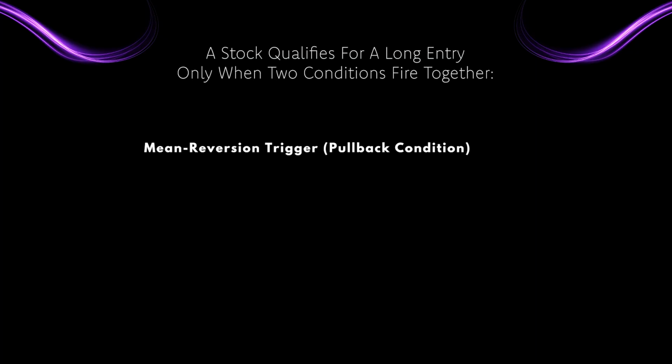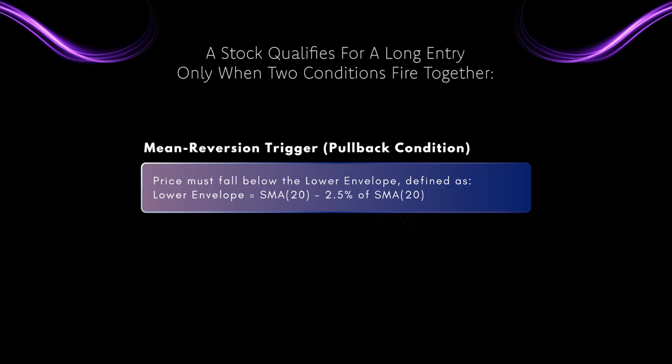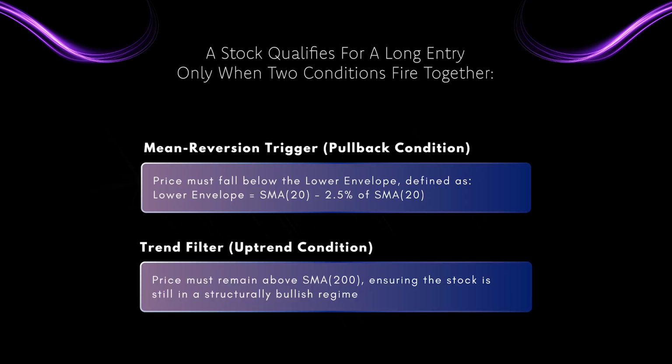A stock qualifies for a long entry only when two conditions fire together. The first is the mean reversion trigger. Price must fall below the lower envelope, defined as SMA 20 minus 2.5% of SMA 20. The second is the trend filter. Price must remain above the 200-day moving average, ensuring the stock is still in a structurally bullish regime. Only when both conditions align does the strategy trigger a long entry.